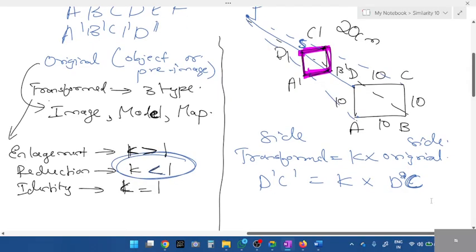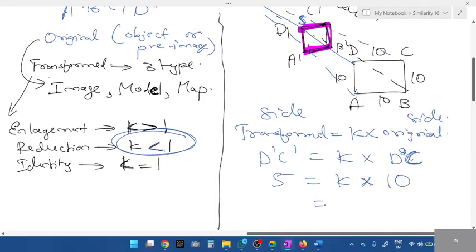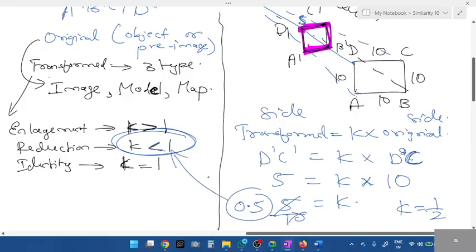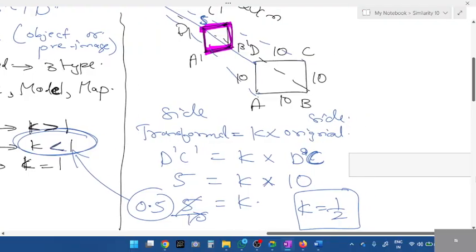Now tell me the value. Respond. What is D dash C dash value given? 5 is equal to K into 10. How do you find K value? What happens to 10? 0.5. What is the value? Yeah, 0.5 is for you all to understand. Isn't it less than 1? This is the fraction. We need fraction, students. Remember, we always need fraction. What is K value? 1 by 2. This K value is enough.